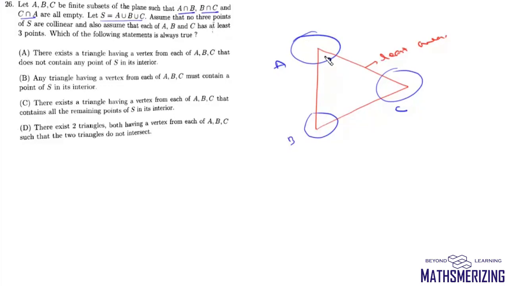Now, if there exists a point P in the interior of this triangle ABC, which belongs to the set S, then in that case this triangle APB will have an area smaller than ABC, which is a contradiction because we have already assumed that the area of this triangle ABC is the least. So that means it is always possible to have a triangle that does not contain any point of S in its interior. So the answer to this question is option number A itself.